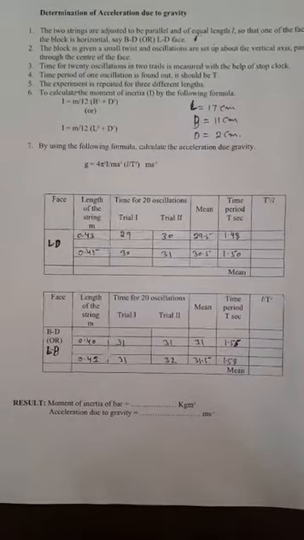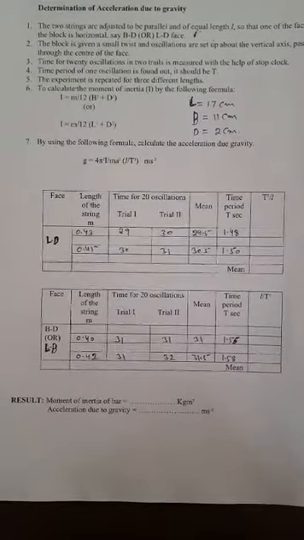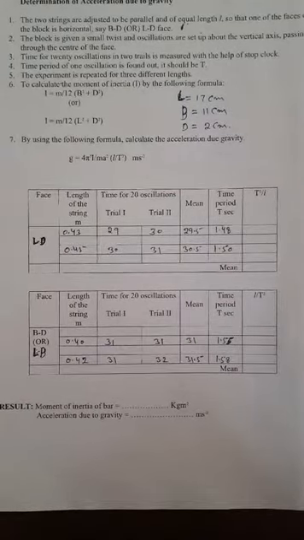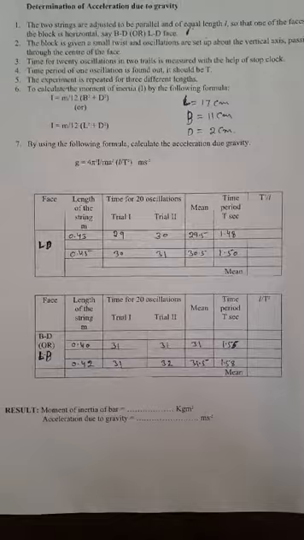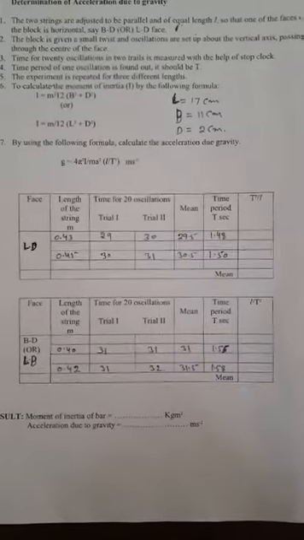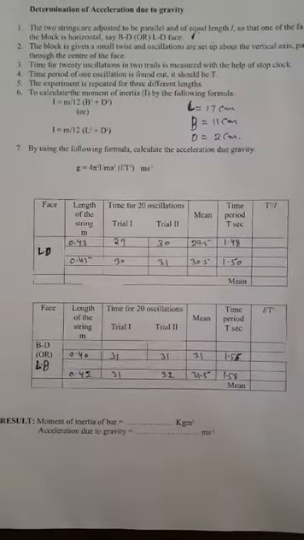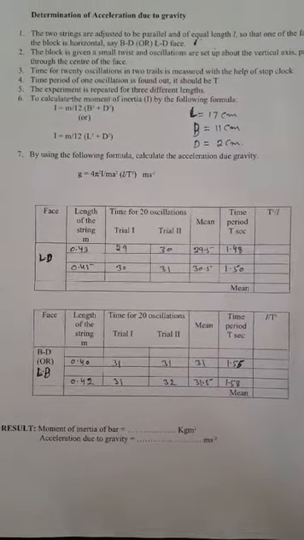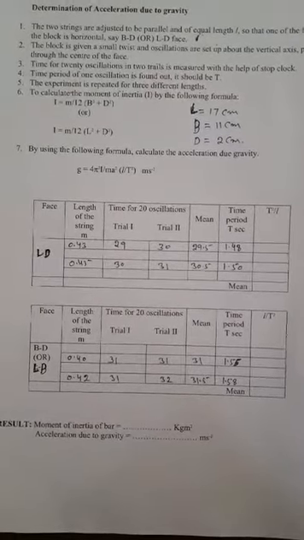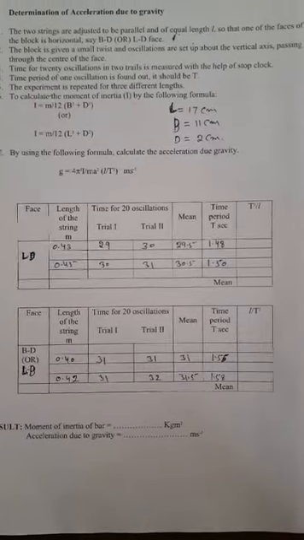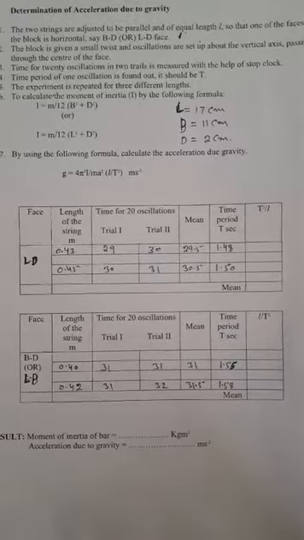So these are the observations that we noted down by this experimental setup. We have noted down the time taken to complete the 20 oscillations, and then the mean of the two trials we have taken in LD phase and in LB phase. Two phases we have changed for this Bifilar pendulum, and we have noted down the time period.